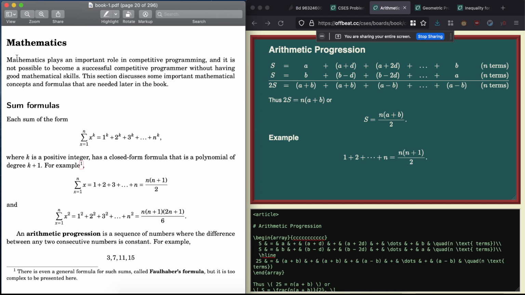So here it begins. Mathematics plays an important role in competitive programming, and it is not possible to become a successful competitive programmer without having good mathematical skills. This section discusses some important mathematical concepts and formulas that are needed later in the book.